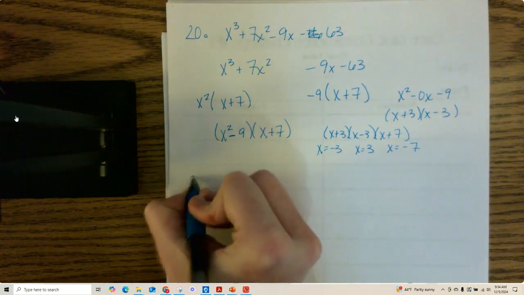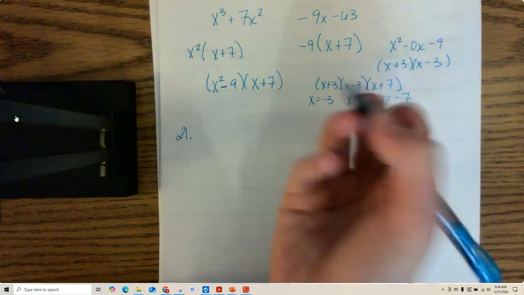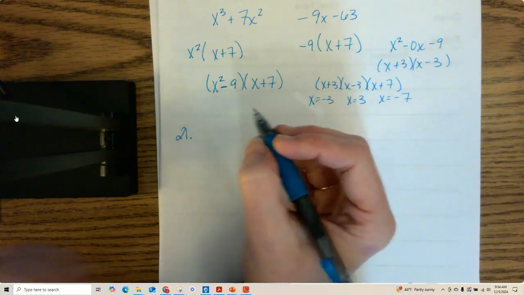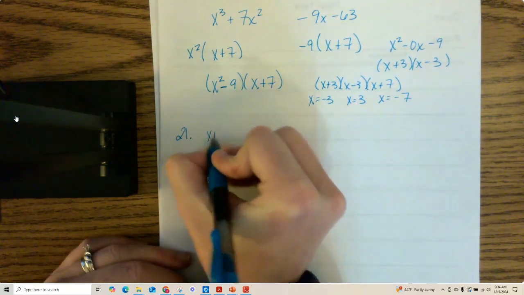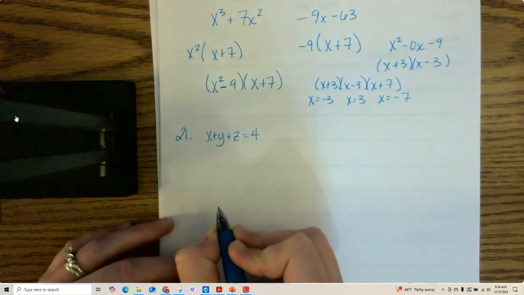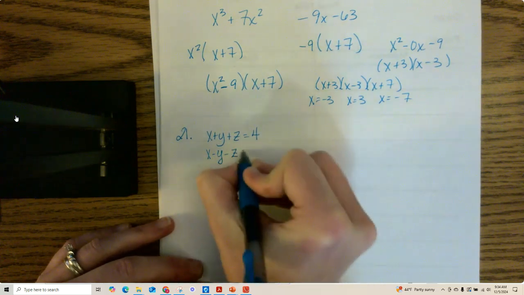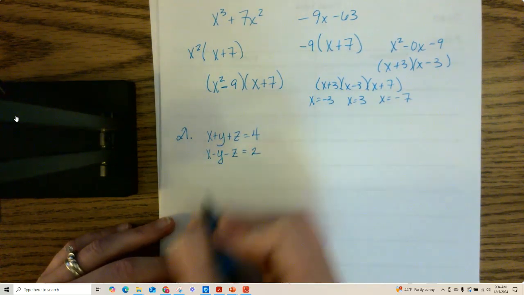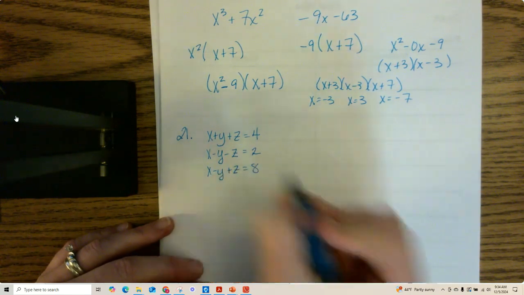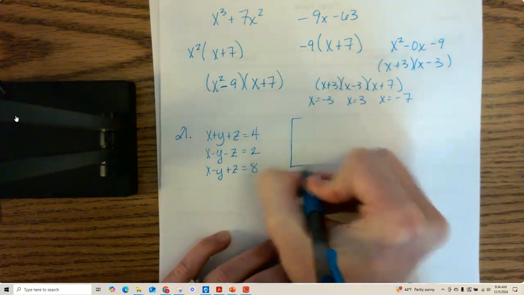Solve the system of equations using matrices. Use the Gauss-Jordan elimination. What do we got? So you have x plus y plus z equals 4. X minus y minus z equals 2. And then x minus y plus z equals 8. And it went to the Gauss-Jordan method. Yeah. I hate these.